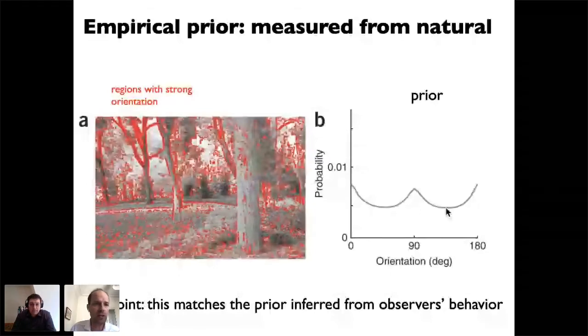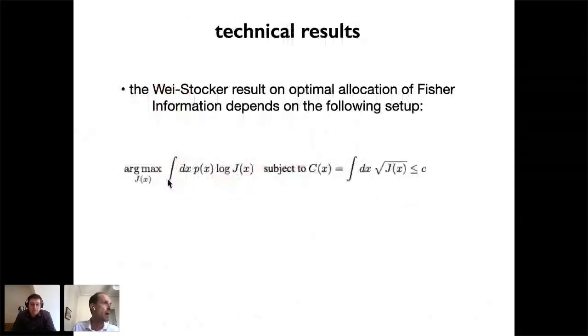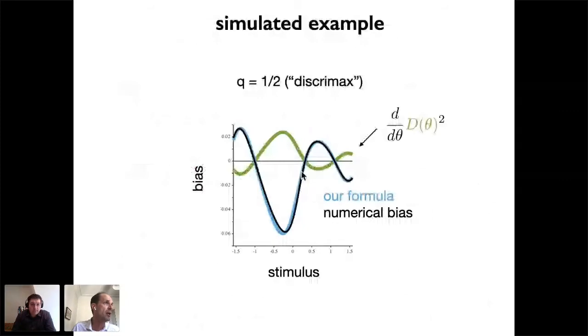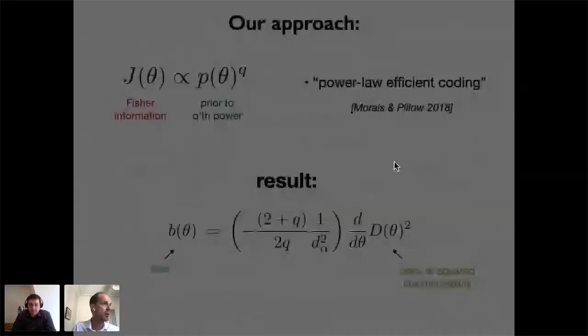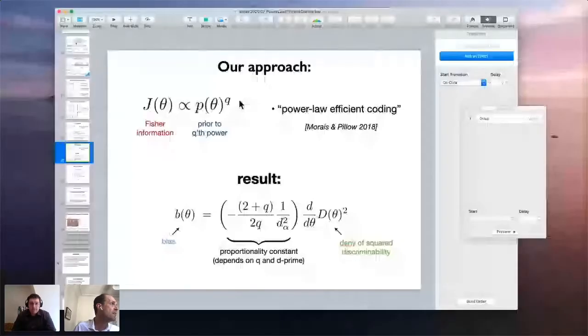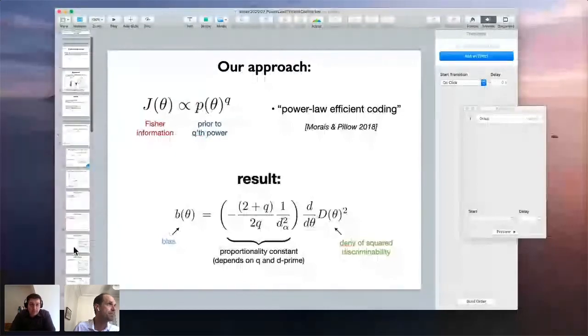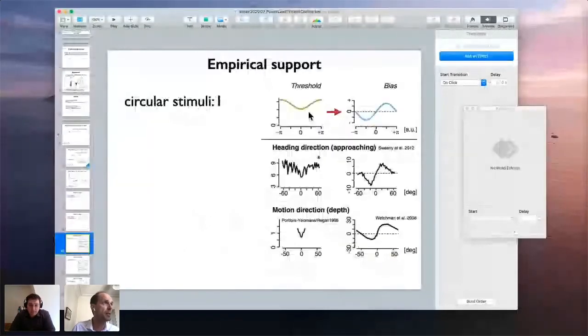So one approach is to go out into the world and measure the prior. The results from Wei and Stocker didn't rely on any measurement of the prior. All they did was show, in the psychophysical literature, that we have this relationship. So they didn't ultimately relate these threshold measurements and bias back to a prior, but we could do so if we go measure it from natural scenes.